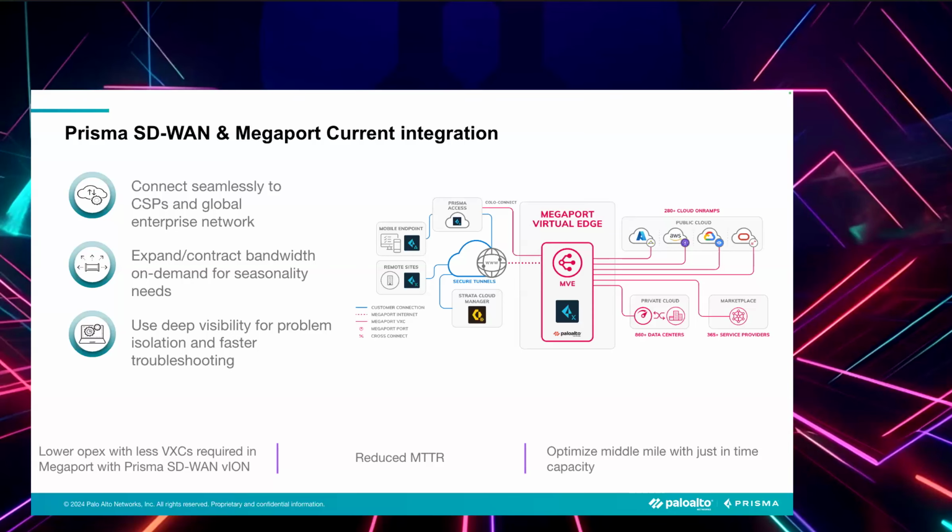And ease of deployment. Megaport's network as a service platform combined with Prisma SD-WAN accelerates deployment times, allowing IT teams to connect to cloud services and data centers in minutes rather than weeks or months. And application-aware routing. Prisma SD-WAN ensures that mission-critical applications have access to the best possible paths within Megaport's SDN, guaranteeing a superior user experience and higher availability. Next.